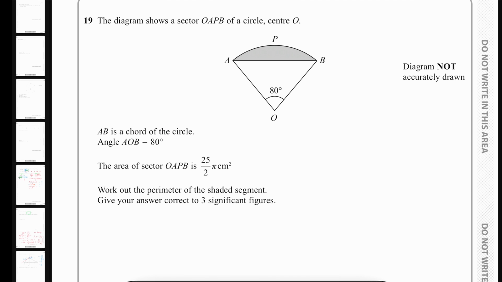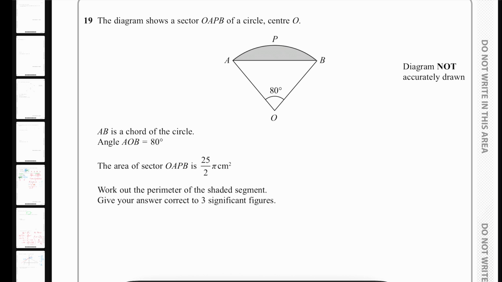Right, so the diagram shows a sector OAPB of a circle center O. AB is a chord of the circle. Angle AOB is 80 degrees, so that piece there is 80 degrees. The area of the sector is that, and there's a whole lot of missing information. Work out the perimeter of the shaded segment. So I am going to need to work out this perimeter.